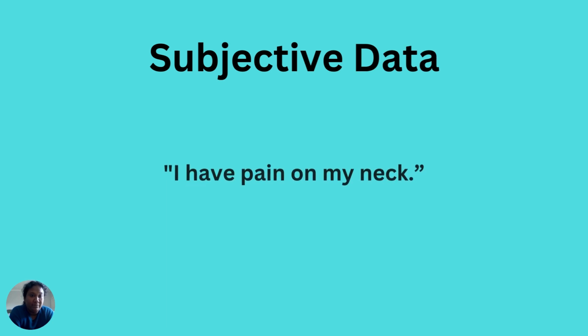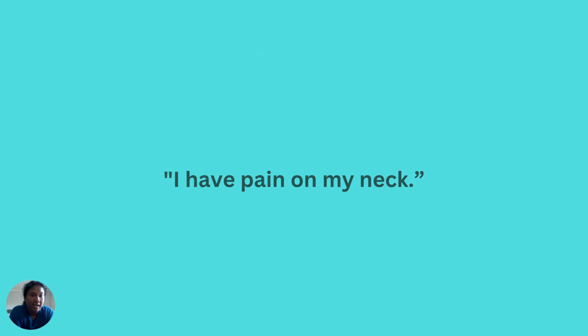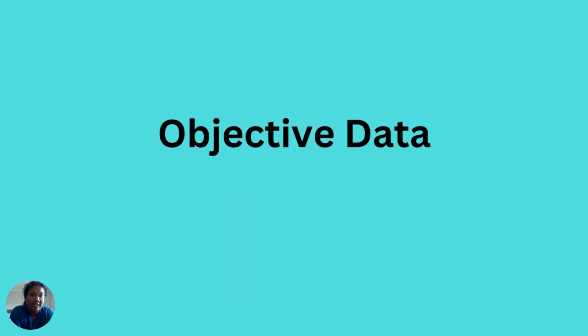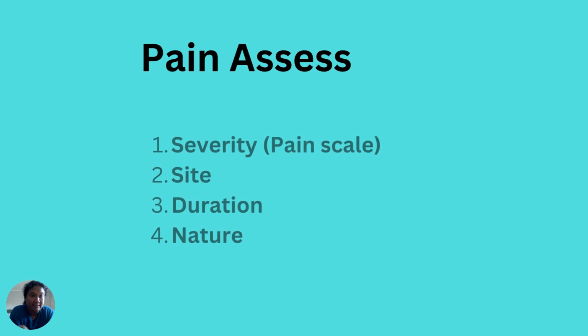What would be the subjective data for a nursing care plan of pain, somebody having pain? They can tell you that they have pain in some location. For instance, I have written one of the subjective data as, I have pain on my neck. That becomes my subjective data. And going on to the objective data, I'm doing a couple of observations to rightly assess my patient.